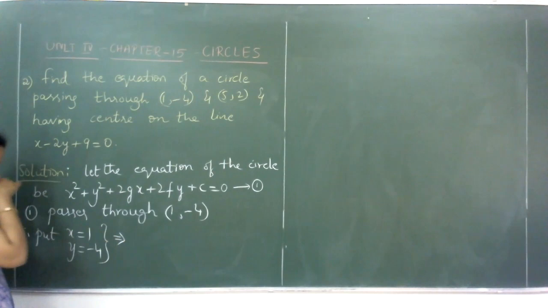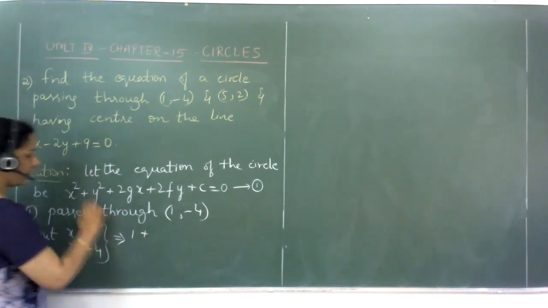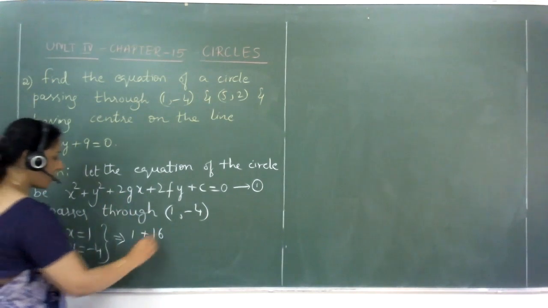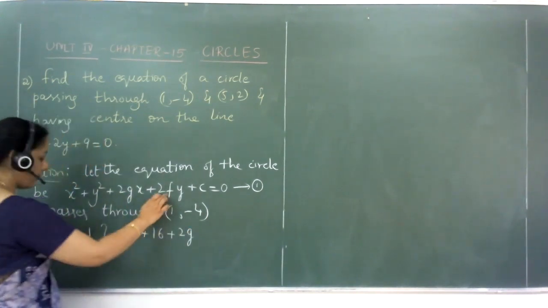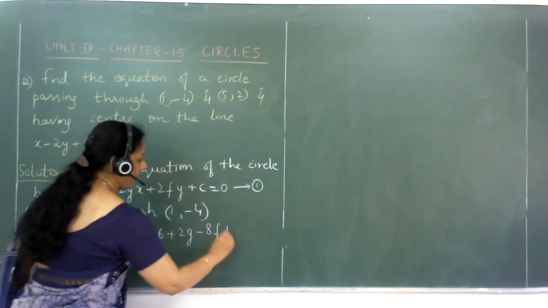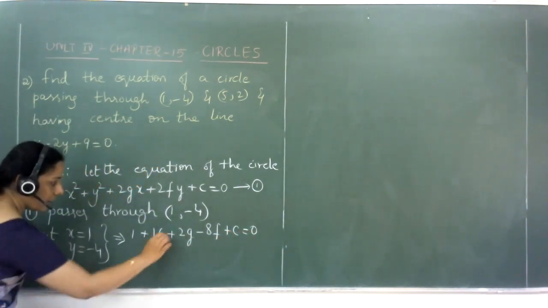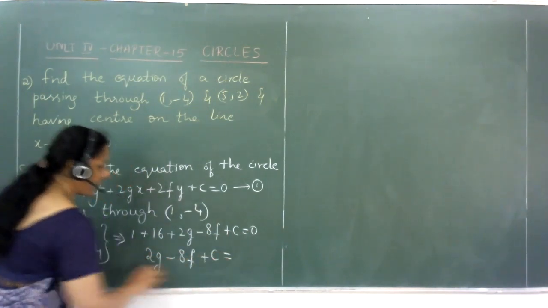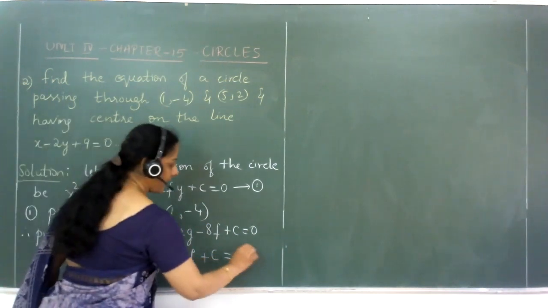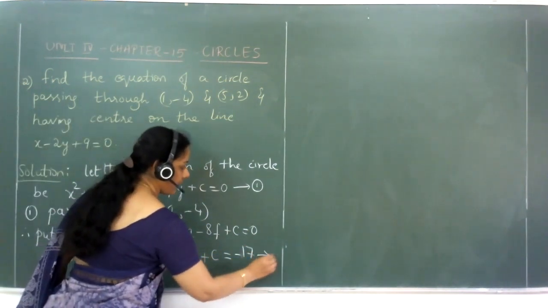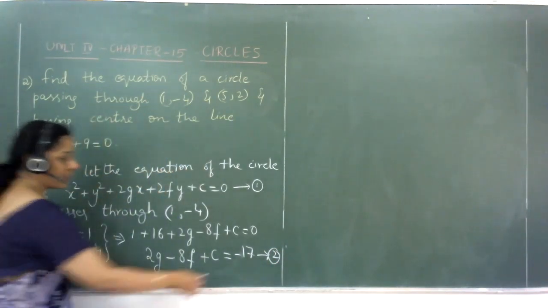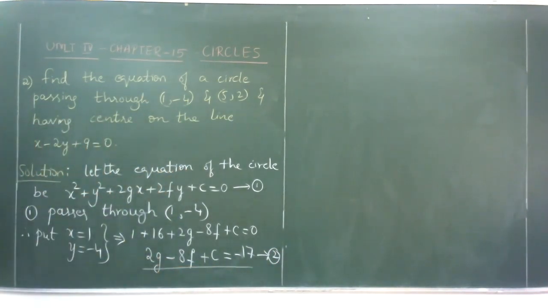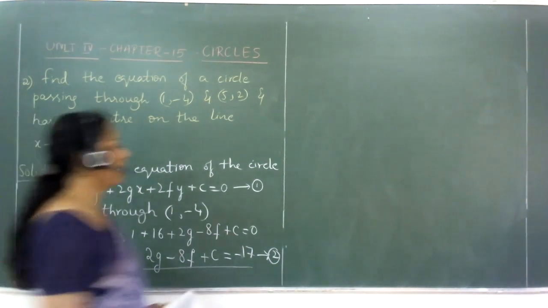So what does this imply to me? You will get 1 squared, which is 1, minus 4 squared, which is 16. 2gx will come as 2g. 2fy should give me minus 8f plus c is equal to 0. Now this is reduced to the form 2g minus 8f plus c, which is equal to 16 plus 1, 17, transpose to the RHS, you have it as minus 17. Thus we have the reduced equation as 2g minus 8f plus c, which is equal to minus 17.